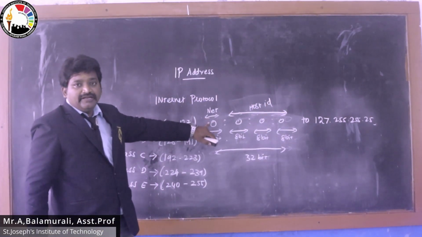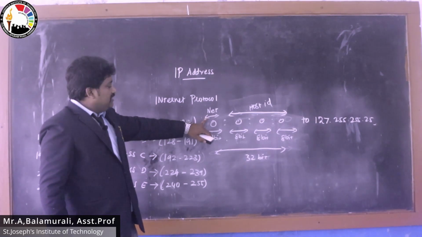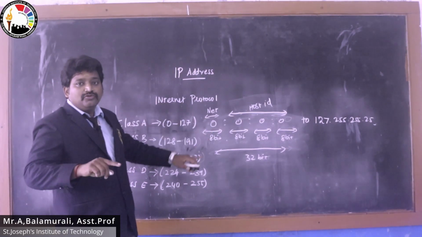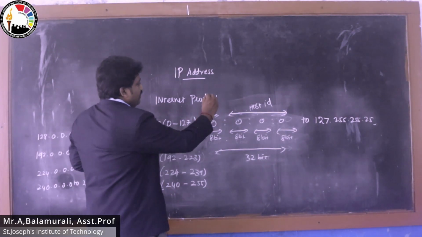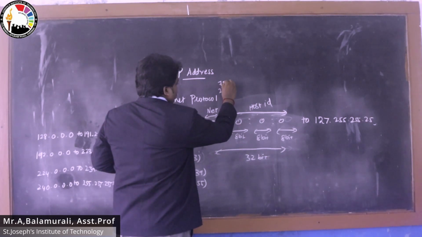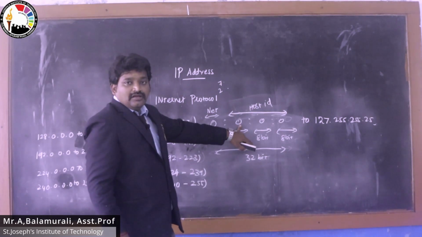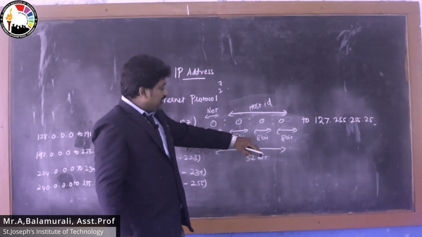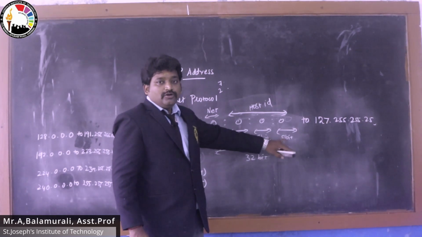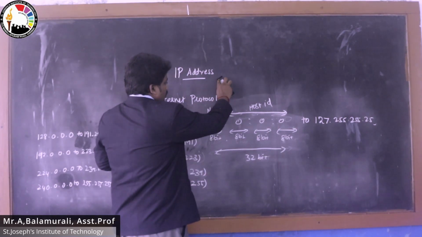Okay, so only 1 bit, that one is the net ID. So what is the overall range? Net ID means 0 to 7, 8 bits. Okay, 2 power 7. So what about here? 3 partitions, 8 plus 8 plus 8, so overall 24. So like that.